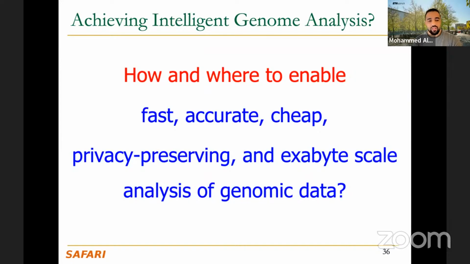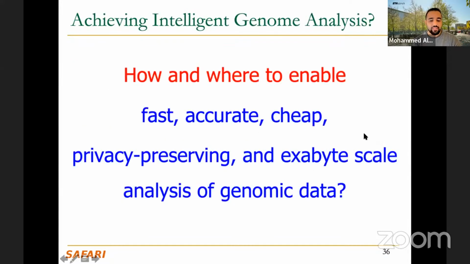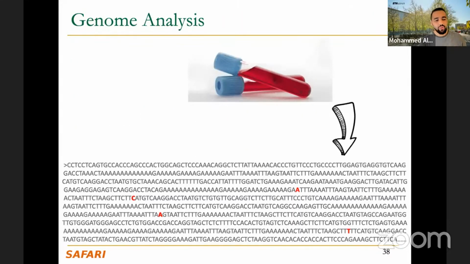Now the question is still open to us: how and where to enable fast, accurate, cheap, privacy-preserving, exabyte-scale analysis of genomic data. In the SAFARI Research Group, we are targeting different places to do the analysis. All of them are specialized. And sometimes we care about general purpose computers, so we develop algorithms for CPUs so that people can investigate them and use them easily. But we also focus on developing hardware architectures using FPGAs, GPUs, processing in memory, processing near data, and processing in storage.